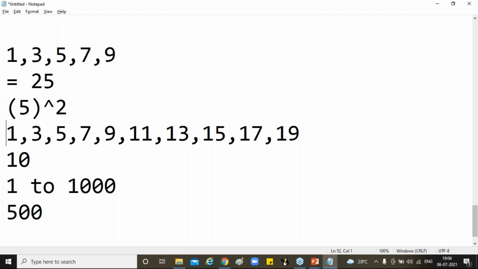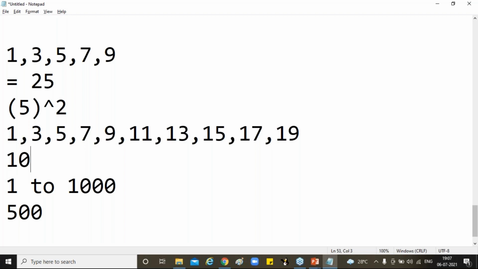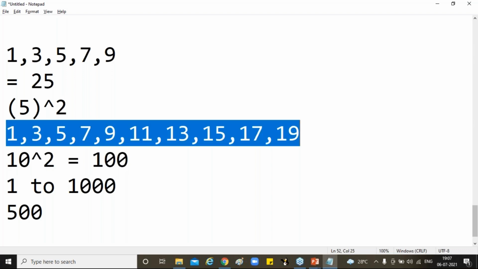Whenever we know the number of odd numbers is 10, from 1 to 20, the sum should be 10 square, that is equal to 100. So 100 is the sum of all these odd numbers. If you want to test, you can check manually, no issue.